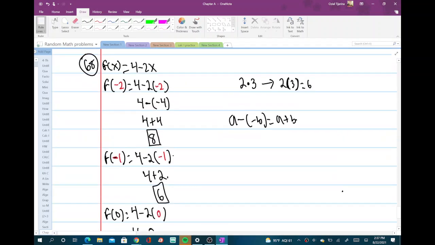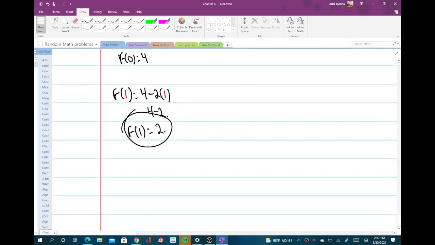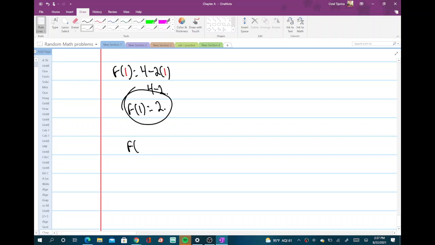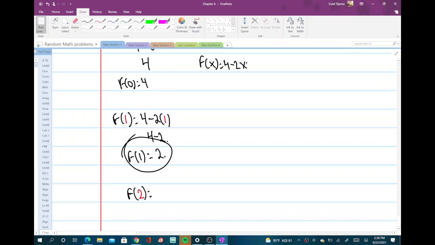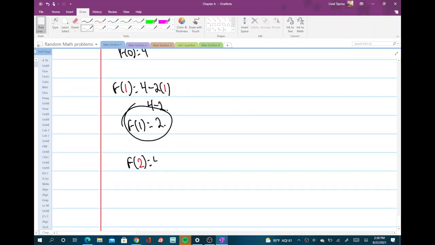And now f of 2, which is the last one, I'm going to do f of 2. And again, f of x is 4 minus 2x. So f of 2 is going to be 4 minus 2 times 2, which is 4 minus 4, which is 0. So f of 2 equals 0, right?